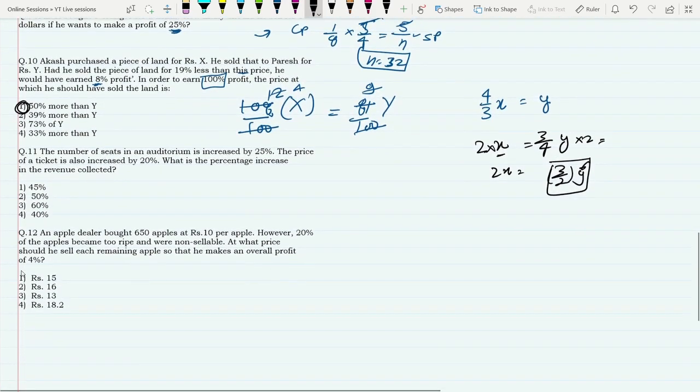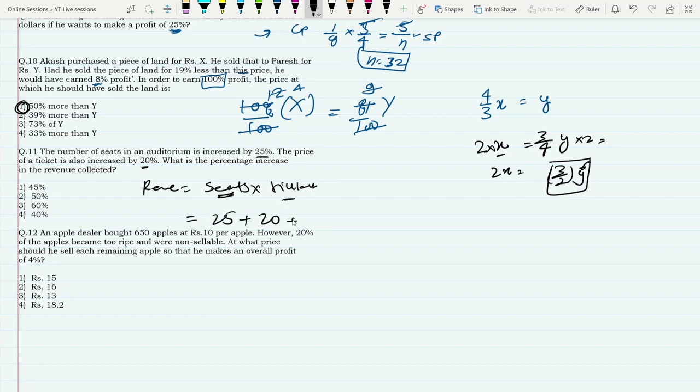Let us see a few more questions. The number of seats in an auditorium increased by 25%. The price of the tickets is also increased by 20%. By what percentage is the revenue increase? What is the revenue formula? Revenue is equal to number of seats into ticket price. One of them I am increasing by 25%, one of them I am increasing by 20%. Apply the formula for successive: 25 plus 20 plus 25 into 20 upon 100. Cancel 4 times, cancel 5. 25 plus 20, 45 plus 5, 50% growth in revenue.